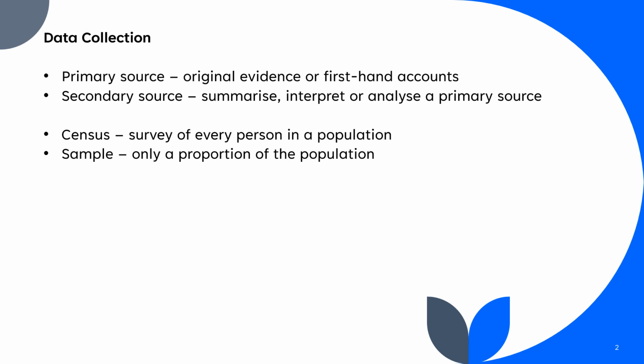A couple of these early slides are a revision of what we did in Year 11 as part of the preliminary HSC course. So we'll just go quickly over some of this information. When you're collecting data, it can be from a primary or a secondary source. You might have learnt that in other subjects. A census is when you ask everyone, and a sample is a proportion of that population.